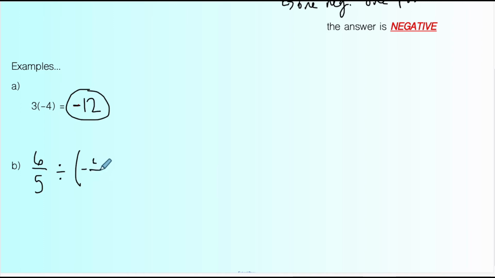Negative 4/3. Instantaneously, I know that my answer is going to be negative. I have one positive number being divided by one negative number. Since the signs are different, the answer is automatically going to be negative.